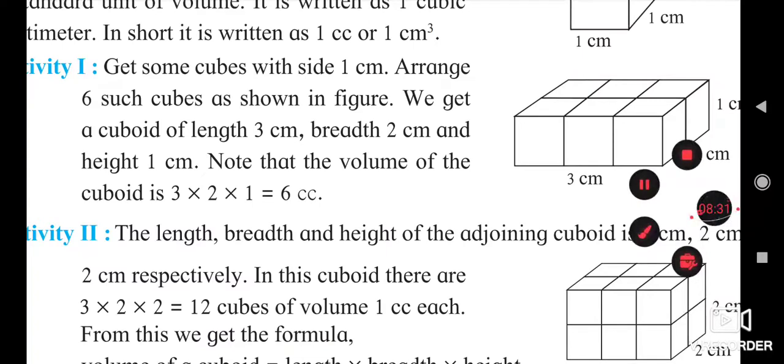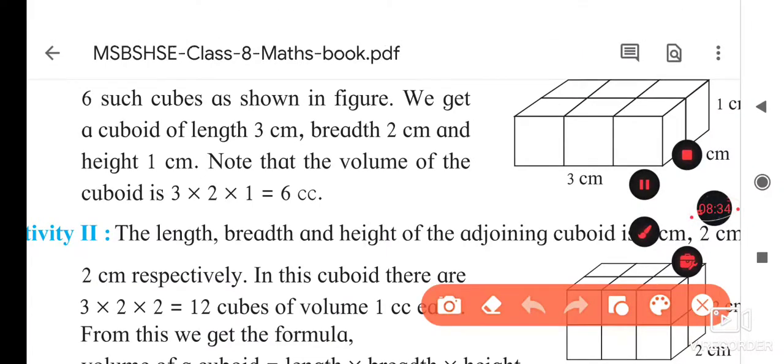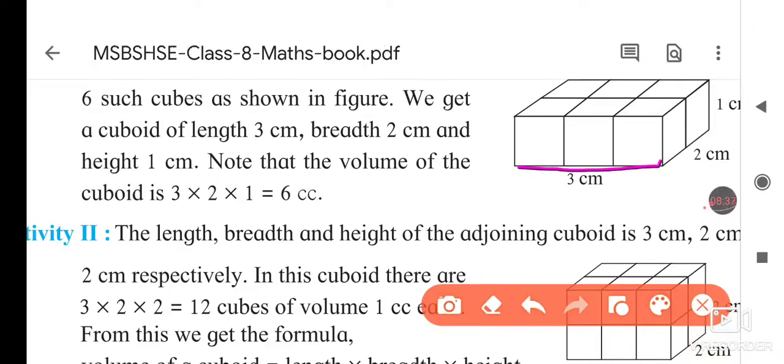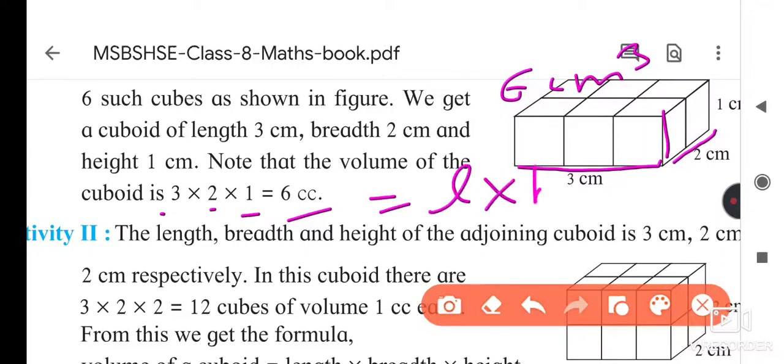Now we get a cuboid. What is the length of this? 1, 2, 3 centimeter, and height is 1 centimeter, and breadth is 1 and 2, so 2 centimeter. So L into B into H is the formula: 2 into 3 into 1 is equal to 6 cubic centimeter. So its volume is 6 cubic centimeter. The formula to find the volume of a cuboid is L into B into H. L for length, B for breadth and H for height.